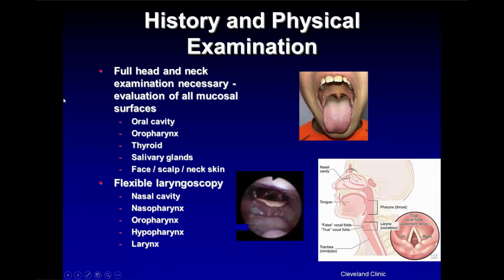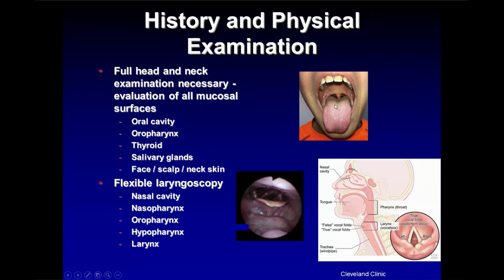So let's talk more about your physical examination. Whenever I have a neck mass, I do a full head and neck examination. That is imperative to evaluate all mucosal surfaces. So you want to look at the oral cavity in great detail. That's the buccal mucosa, the tongue, underneath the tongue, floor of mouth, the oral vestibule. Also want to look at the soft palate, the oropharynx, the tonsillar tissue, the posterior pharynx.